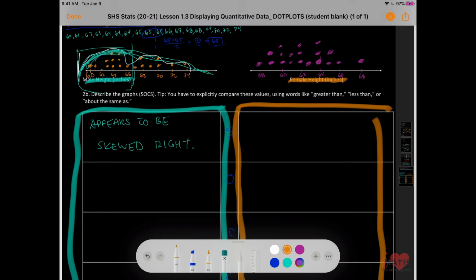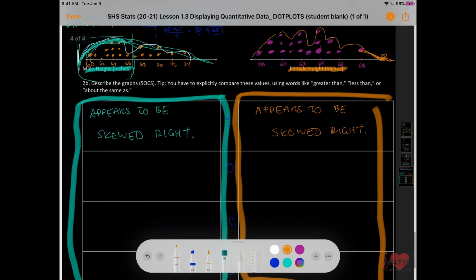How would you compare this one over here? Again, draw something above it. And then where's all of our data? Our data is all on the left, and the tail goes to the right over here. So I would also say this one also appears to be skewed right. That sounds right. All right, what's O? Outliers. What appears to be some unusual data?